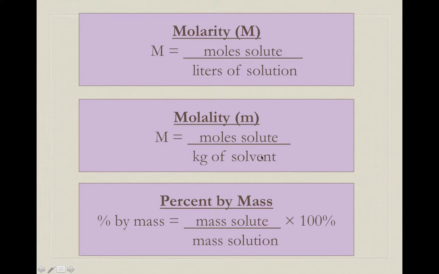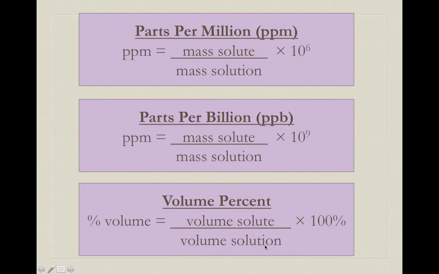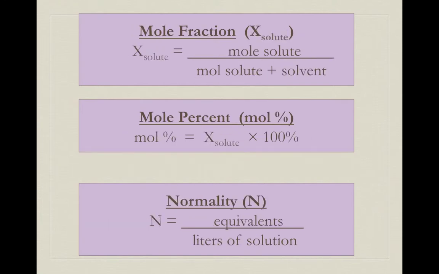Notice, molarity is the whole solution. Molality is just the kilograms of solvent. Percent by mass is just any percent problem, part over total. In this case, we're talking about solute over the whole solution. Parts per million and parts per billion you're not likely to see. They're actually very big in environmental things, where we're talking about concentration of things in the atmosphere, et cetera. And volume percent is just like we talked about, but in this case, it's just for volume. These three, again, you probably will use.